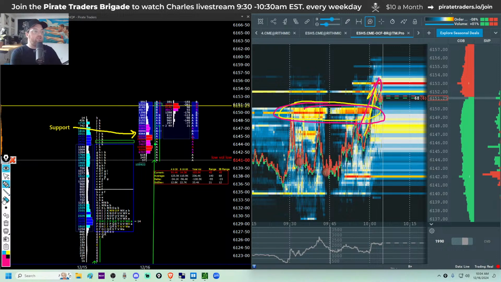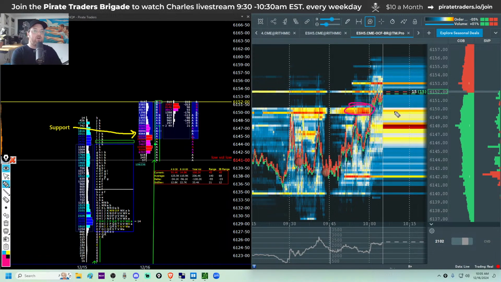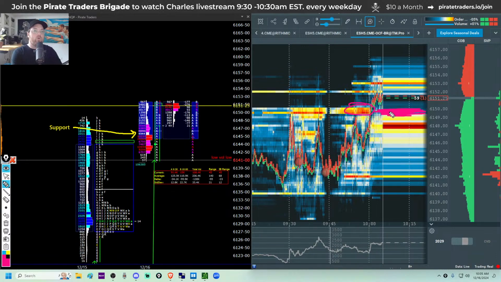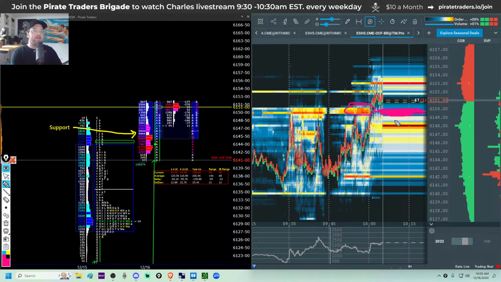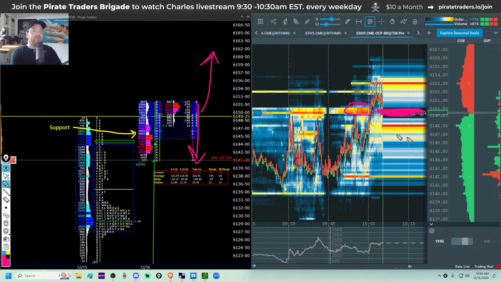So now the question is, can we flip the order book? Can we take what was resistance and turn it into support? So I'm now looking to see, do we start to stack in liquidity around 6150? Does that start to become support? If not, it increases the odds of a look above and fail. If so, it increases the odds of momentum to the upside continuing. Let's see what happens.